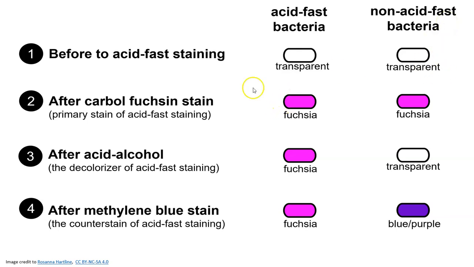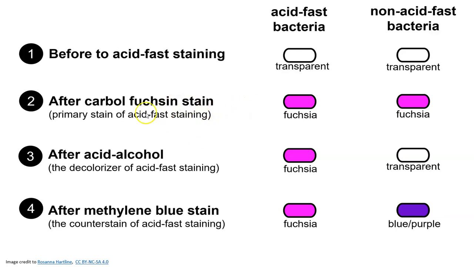We use the primary stain carbol fuchsin, which typically sits on the slide for 5 minutes, and this is typically done using steam so that the waxy cell walls can really absorb the stain if they're acid-fast positive. But initially, when we stain with carbol fuchsin, whether the bacteria are acid-fast positive or negative, they all stain pink because that's the only stain we've used.